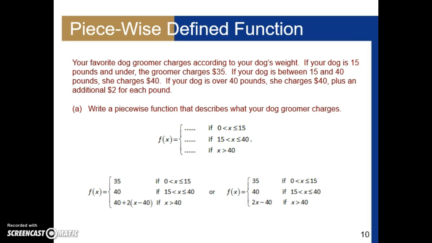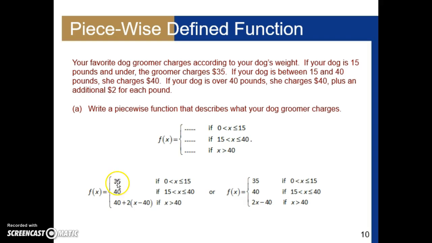So your favorite dog groomer charges according to your dog's weight. If your dog's 15 pounds and under, the groomer charges $35. If your dog is between 15 and 40 pounds, she charges $40. If your dog's over 40 pounds, she charges $40 plus an additional $2 for each pound. So clearly, just from the words very quickly, we can see that our domain, the price that she charges for grooming, is broken up over these values: 0 to 15, 15 to 40, and over 40.